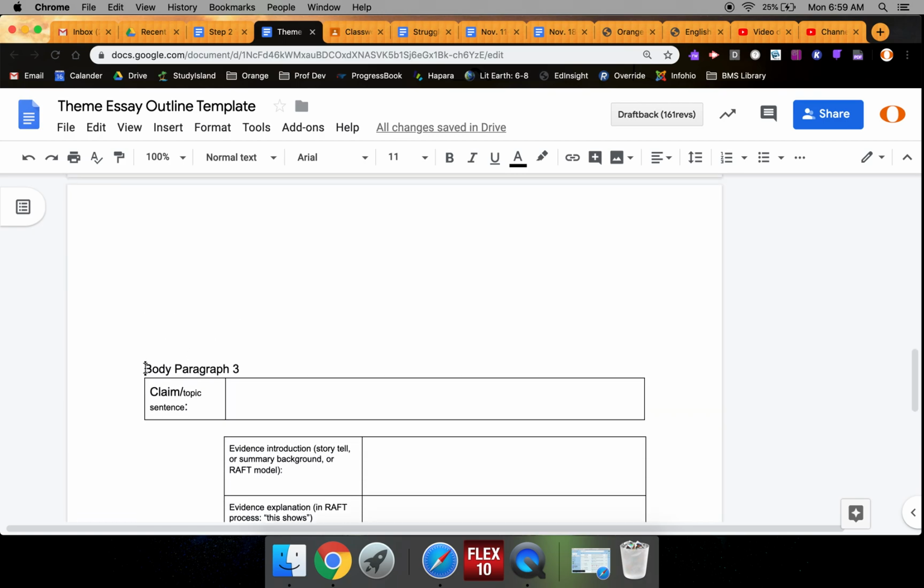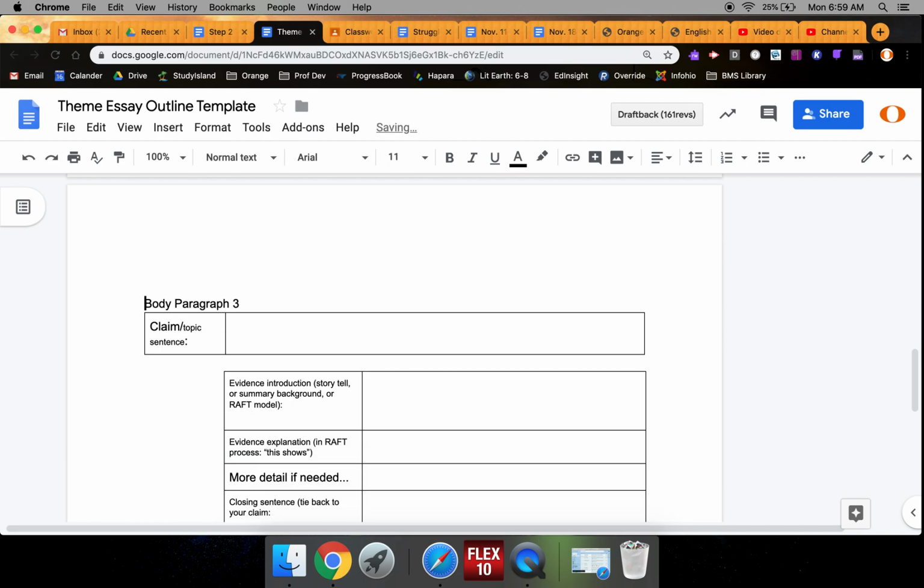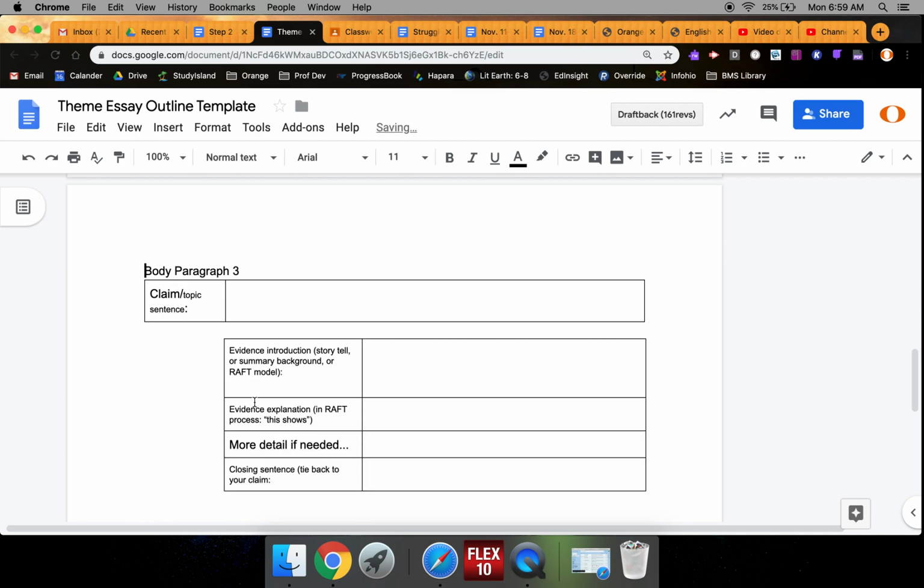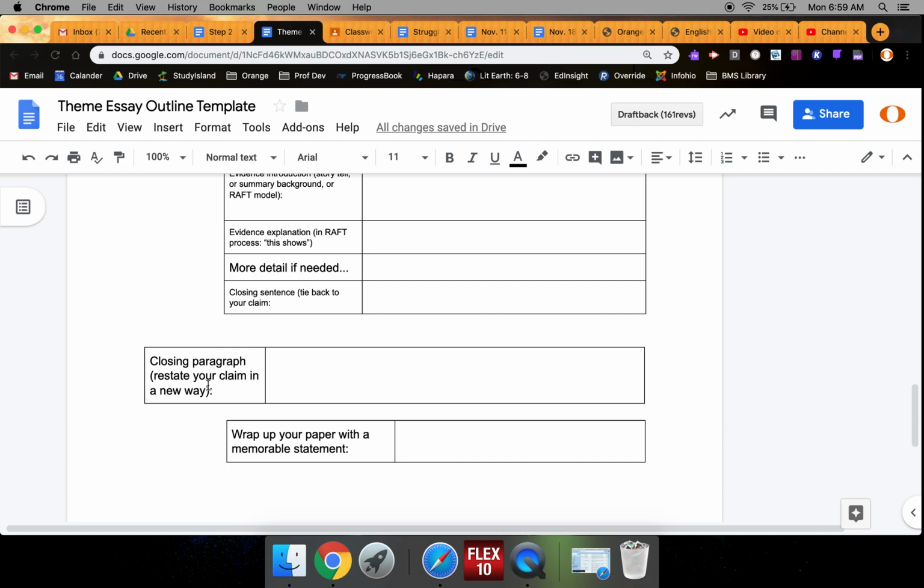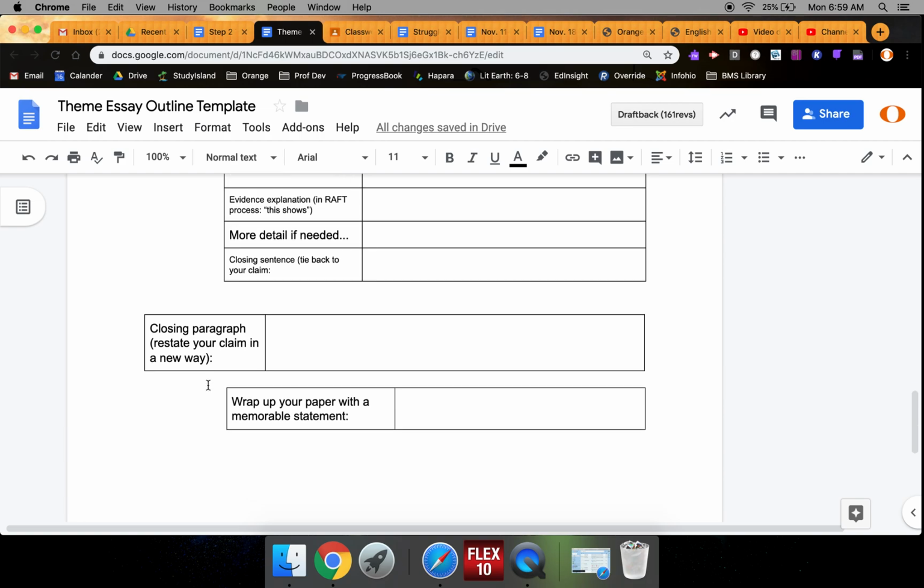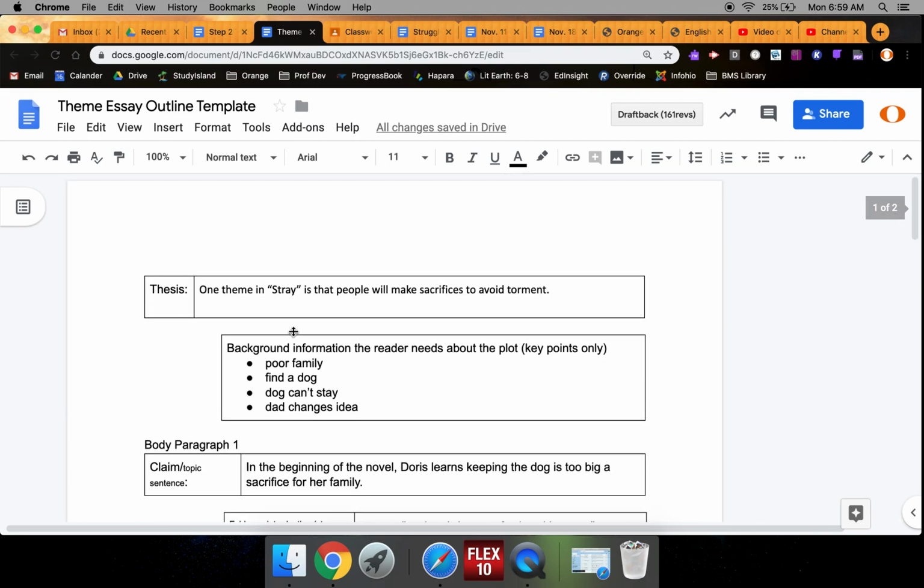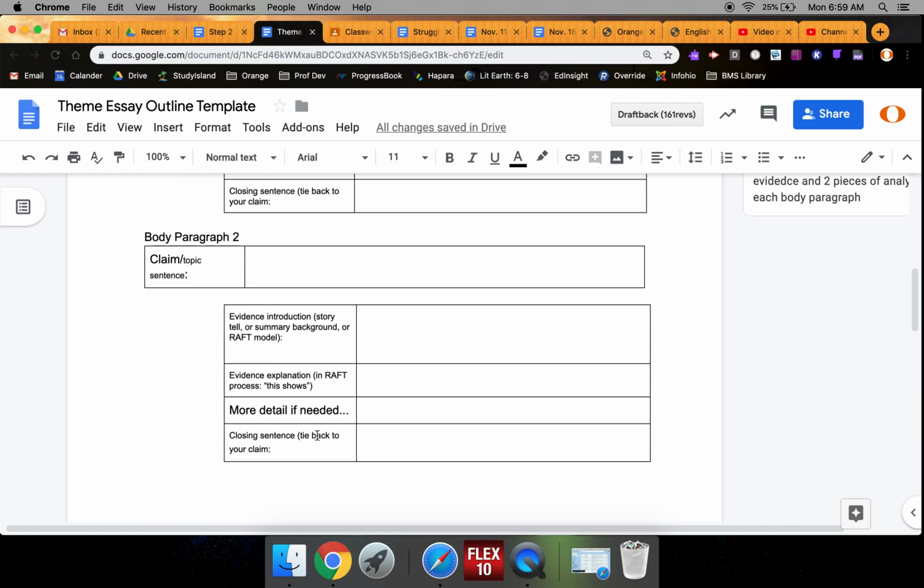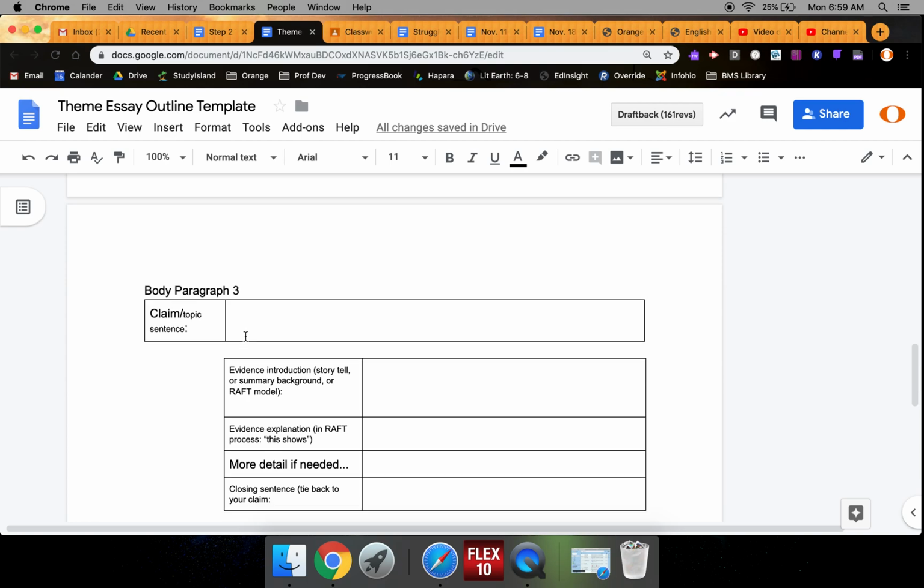Ooh, there's a lot of extra spaces here. Let's back that up so it's not so spread out. Okay? And then for my closing paragraph, I'm going to restate my thesis in a new way. Sorry, that's some old thinking there. My thesis in a new way. And so my thesis up here was, one theme in Stray is that people will make sacrifices to avoid torment. So how can I say that differently?